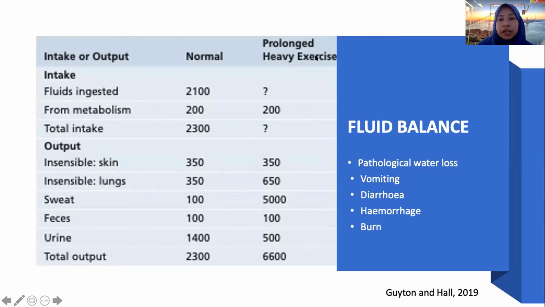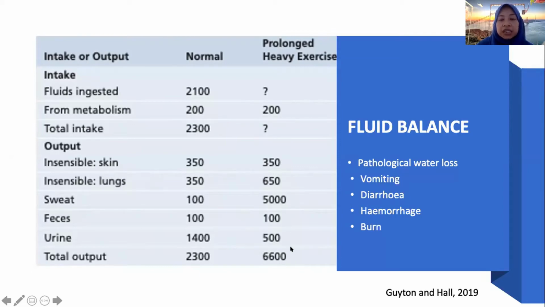What about if you are exercising heavily? When you exercise heavily, you will have a lot of fluid loss from the sweat itself, which will cause the fluid loss from the urine to be reduced. Because your main fluid loss will be from the sweat, the water loss from the urine will be reduced. However, despite the lesser urine, the total output of the water is still high, which is about 6,600 if your sweat is about 5 liters.